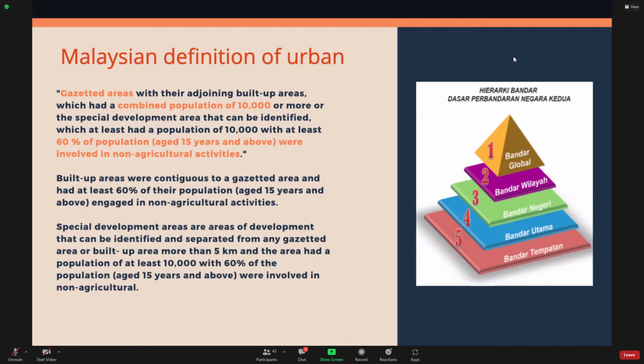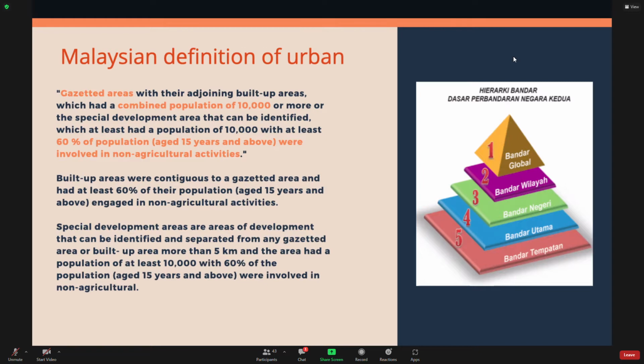Another example is Bandar Puncak Alam. If you know Puncak Alam near Shah Alam, it is also considered a special development area because Puncak Alam was developed to cater to the UITM second campus in Shah Alam. So they developed Puncak Alam so that most of the buildings, the economic activities, and the education activities are there because of UITM. So Bandar Puncak Alam is also a special development area.